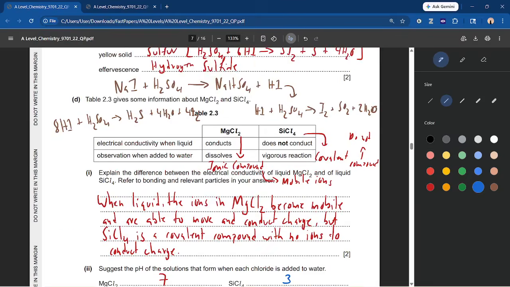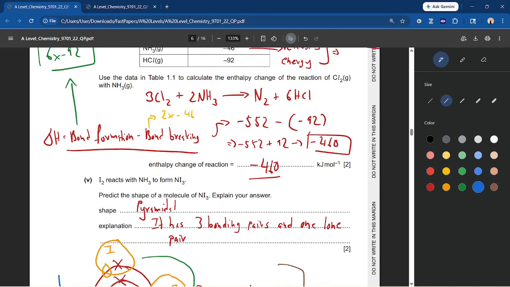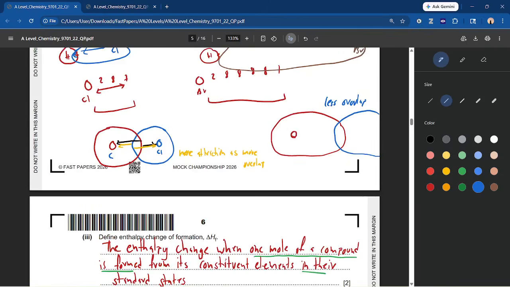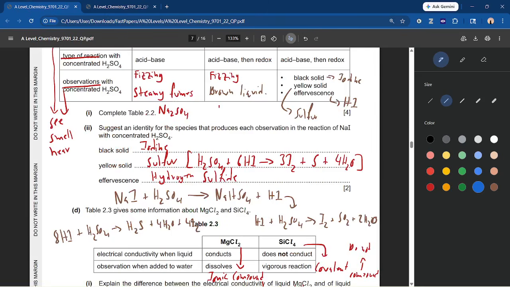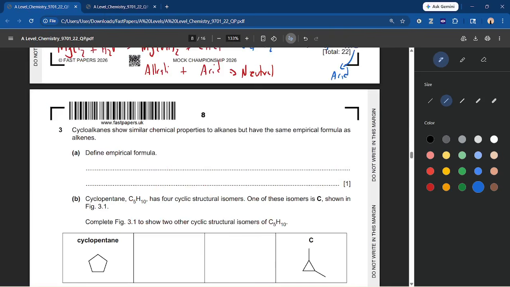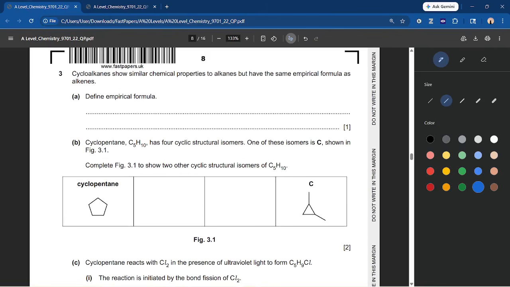Very easy 22-mark question. Hopefully there wasn't anything too complicated over here. It was pretty simple. A good mixture of a bunch of different questions. Hopefully you guys were able to solve this without that much trouble. So we're moving on to the organic chemistry portion of the paper.